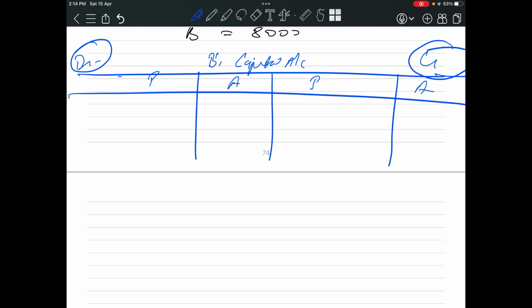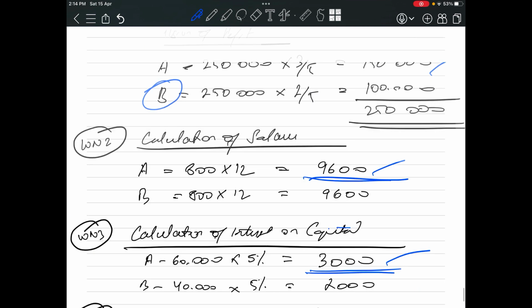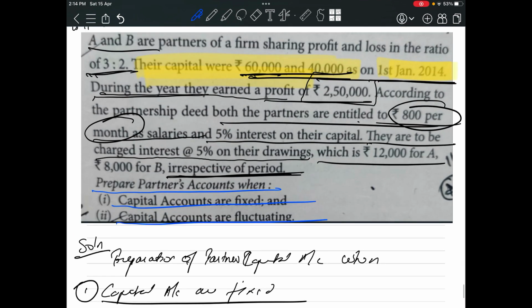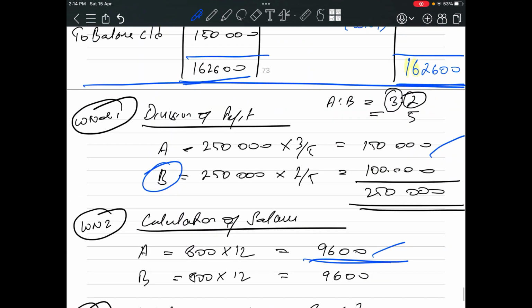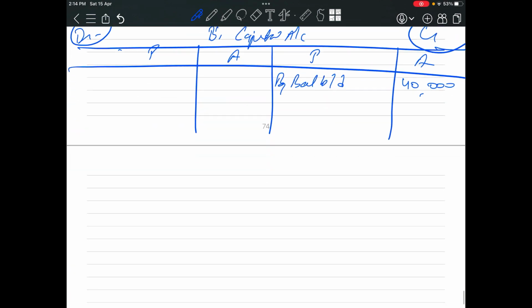Now the capital account. We are preparing a fixed capital account, so nothing will change. By balance b/d, the amount is 40,000. B has introduced 40,000 as his capital. Simple. So this account will be closed the way it is, with balance c/d. No changes will be made because we are preparing a fixed capital account.